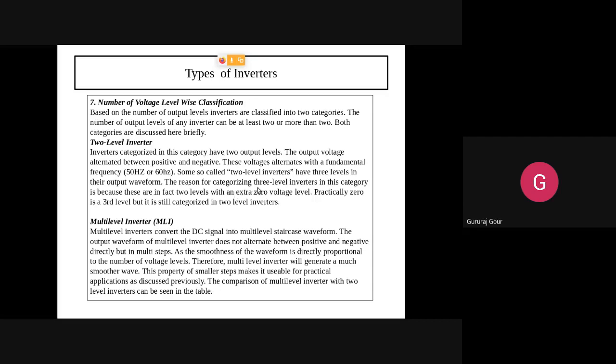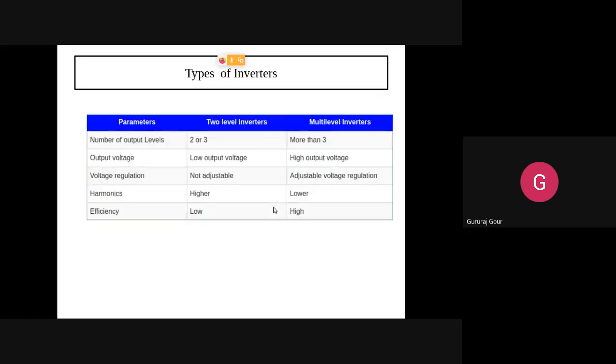So the reason of categorizing three level inverters in this category is because these are having two levels with an extra zero voltage level. Practically, zero is the third level, but it is still categorized into two level only. Okay. So multi-level inverter, where we will be getting more than three levels. 2 to 3 level means zero will also be considered as one of the levels.